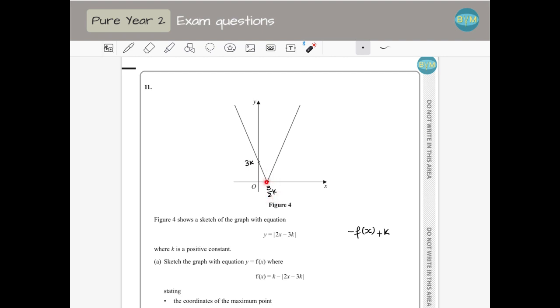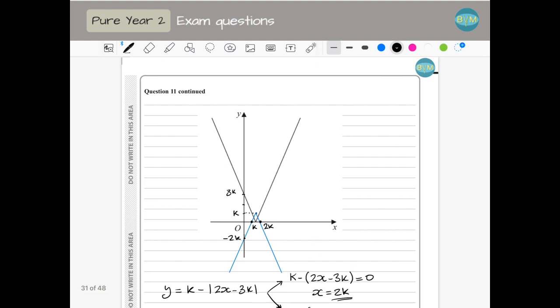So the x coordinate is going to be 3/2 k. So this point here is going to be 3/2 k. And my y has gone up k, so it's going to be k. So the coordinates of my maximum is (3/2 k, k).